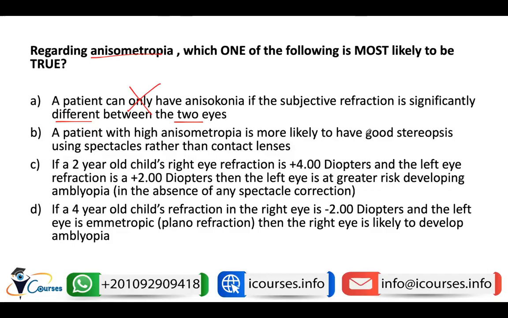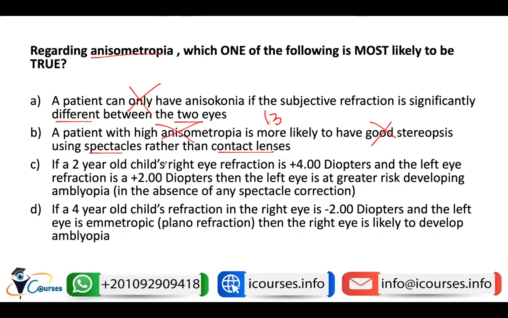A patient with high anisometropia is more likely to have good stereopsis using a spectacle rather than a contact lens. Again, we said that this is not true, because patients with high anisometropia will have aniseikonia. So anisometropia with spectacles will cause a difference in the spectacle magnification, or what's called the relative spectacle magnification. So if one eye is emmetropic and the other eye is plus 10, for example, when we use a 10 diopter lens in front of this eye, this will result in 1.3 magnification of this image over the normal eye. So this magnification factor will cause the brain difficulty in fusing the images from the two eyes, resulting in poor stereopsis. To avoid this magnification, you can use contact lenses, as we mentioned in the aphakia lecture.